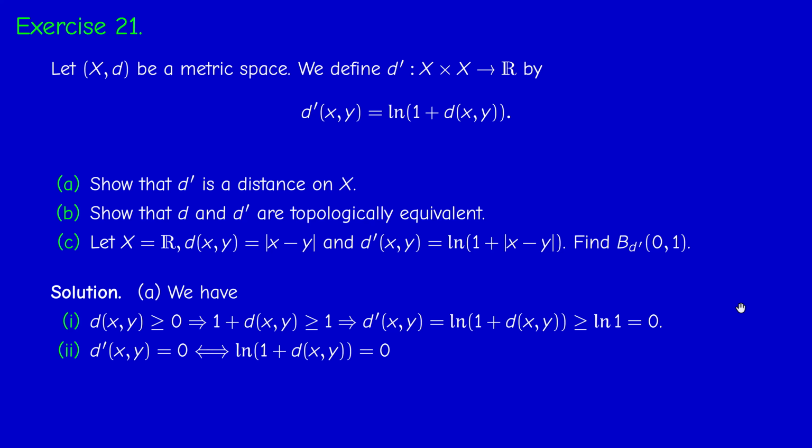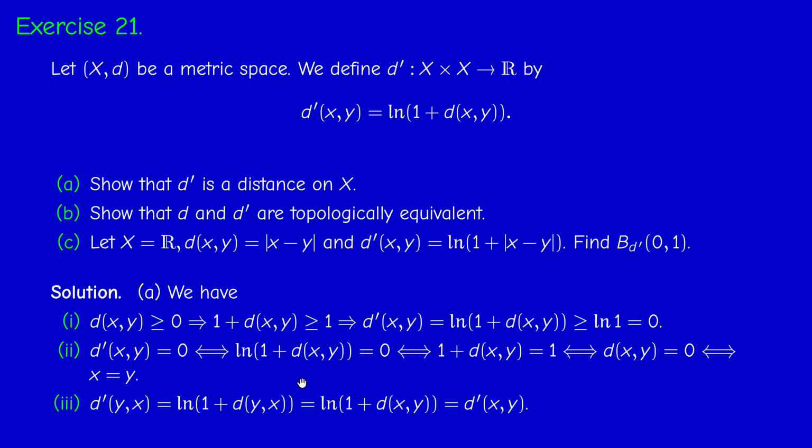Now, it is exactly equal to 0 when the ln of 1 + d is 0, and this happens when what is inside the ln is equal to 1, because ln vanishes only at 1. And this happens if and only if d(x,y) equals 0. And since d is a distance, this happens if and only if x equals y. Symmetry is straightforward, just go back to the definition. So we use the symmetry of d to prove the symmetry of d'. Okay, so these are straightforward.